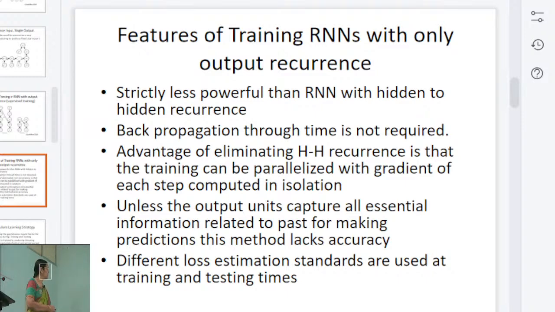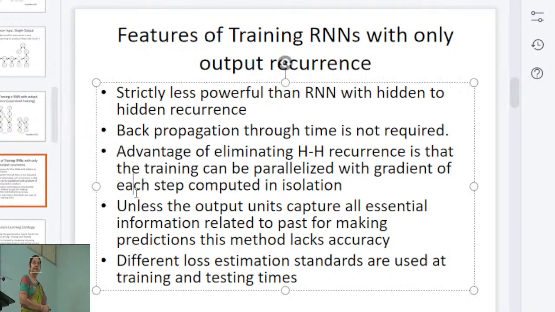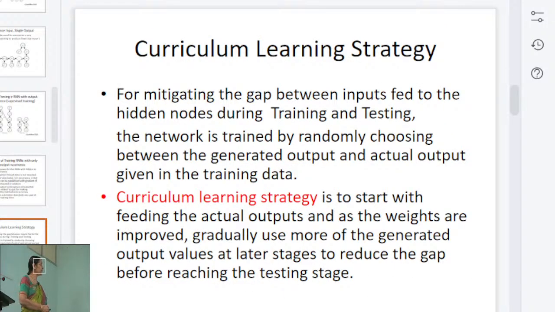So, this is again an issue that needs to be handled. This specific issue will be handled by going for the curriculum learning strategy. In the curriculum learning strategy, what you will be doing is to start with feeding the actual outputs. Okay? The training process starts with feeding the actual outputs at the beginning. What happens is the weights become tuned to the present task, and once the weights are improved, then gradually move on to the generated output values in the later stages of the sequence.